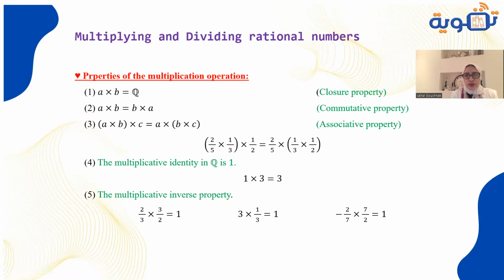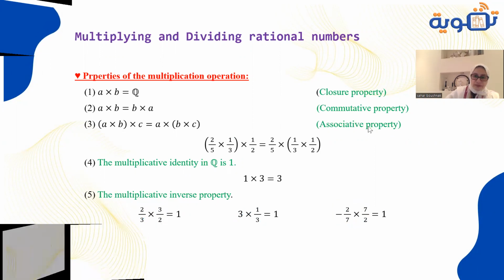Multiplying and dividing rational numbers. The properties for the multiplication operation are closure, commutative, associative, and the multiplicative identity element in Q is 1, and the multiplicative inverse is flipping the fraction. So 3 will be 1 over 3, 2 over 3 will be 3 over 2, then negative 2 over 7 will be negative 7 over 2. It is the same sign, but flipping the fraction.